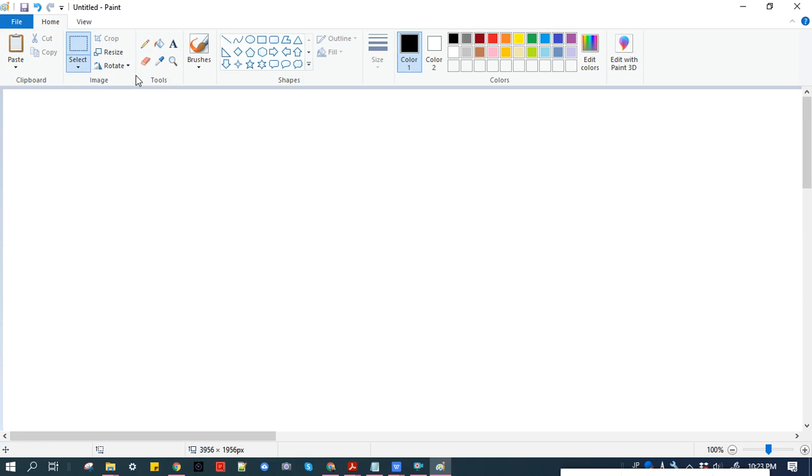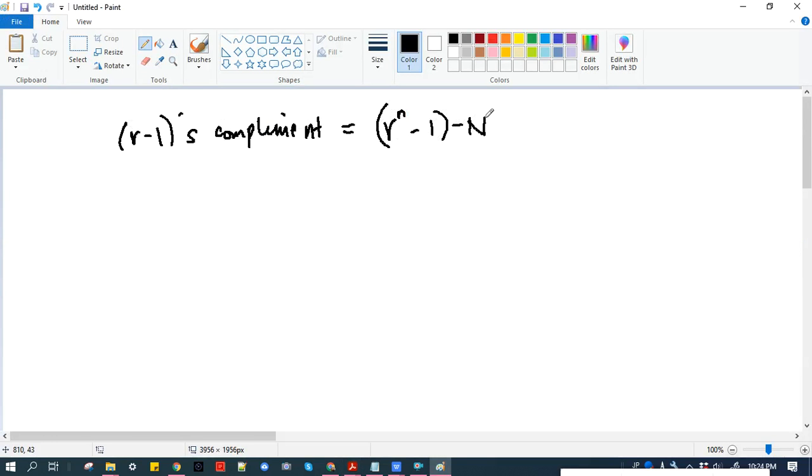To solve for the R minus 1's complement, you just use the formula R to the n minus 1 minus N. R is the base or the radix, small letter n is the number of digits, and then capital N is the number itself.